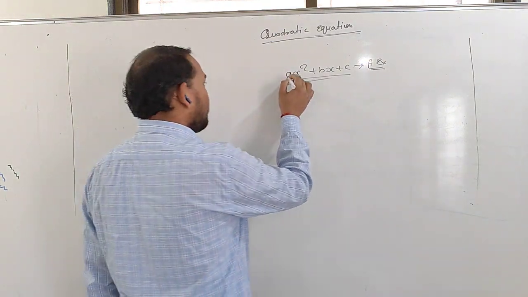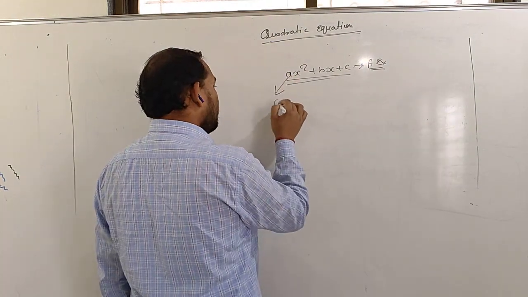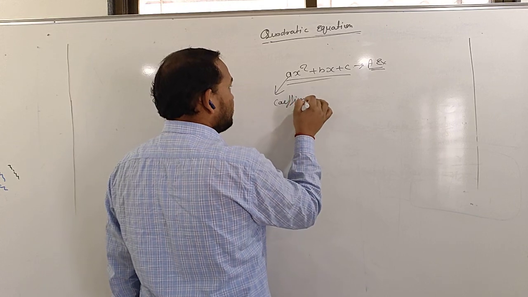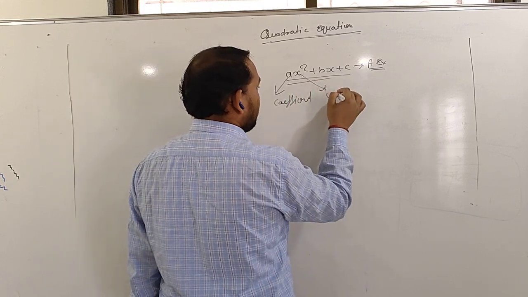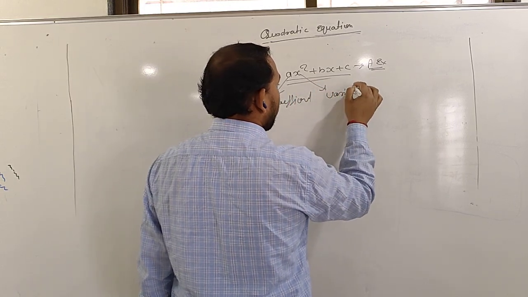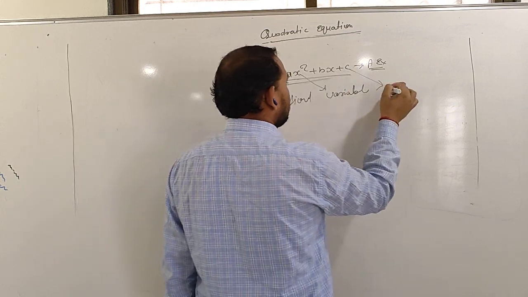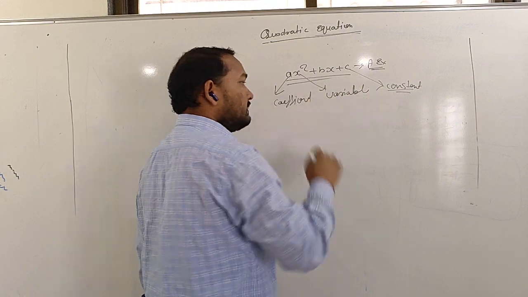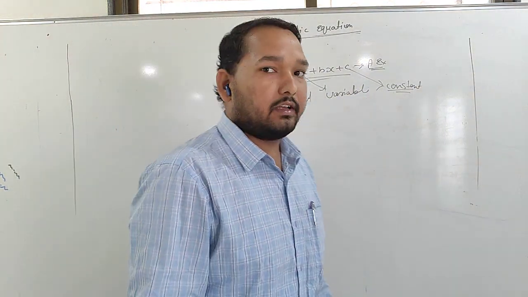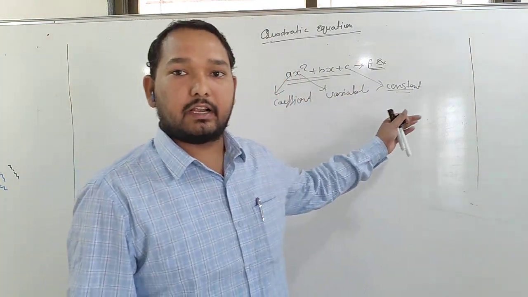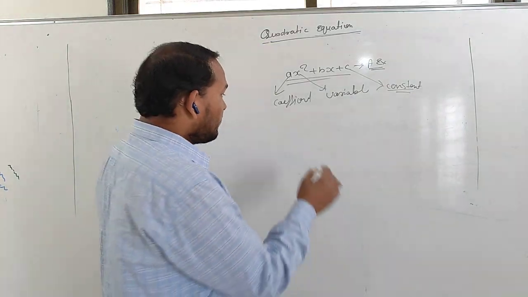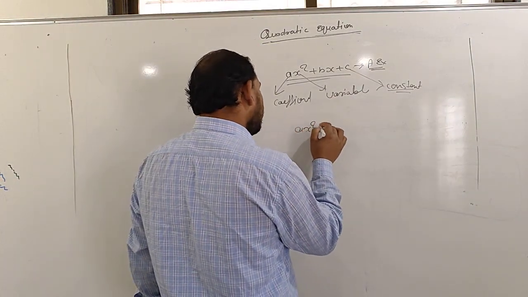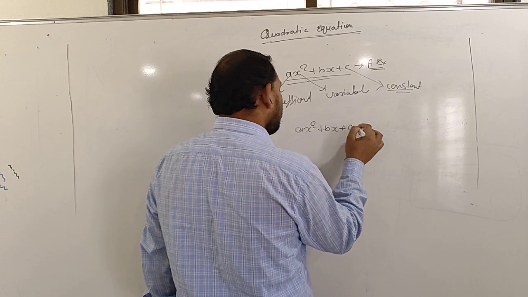Because it has a coefficient. This is the variable, and this is the constant term. We can use this type of coefficient, variable, and constant term and make an algebraic expression that is called the polynomial. And we write here ax square plus bx plus c equal to 0.